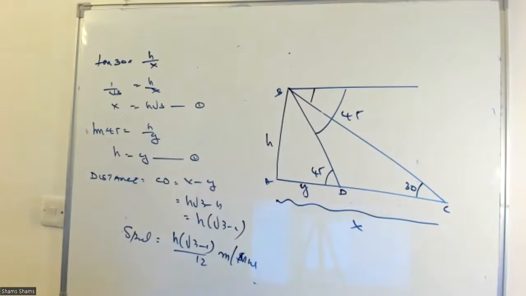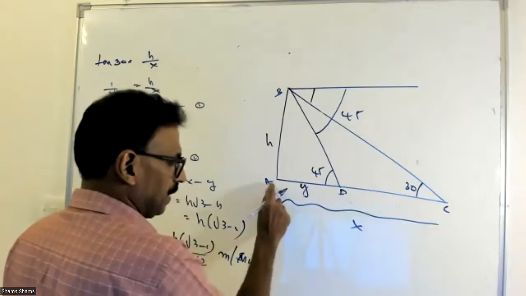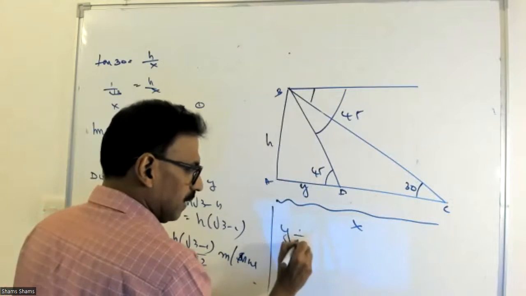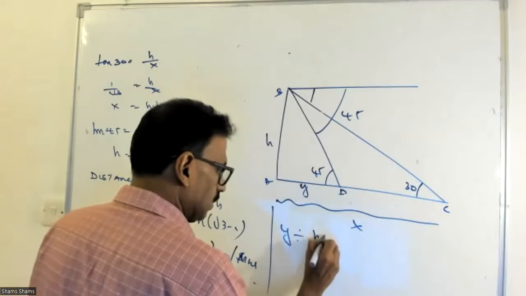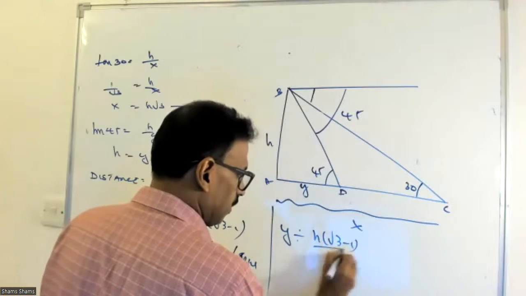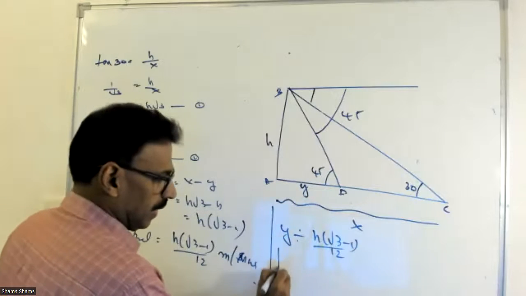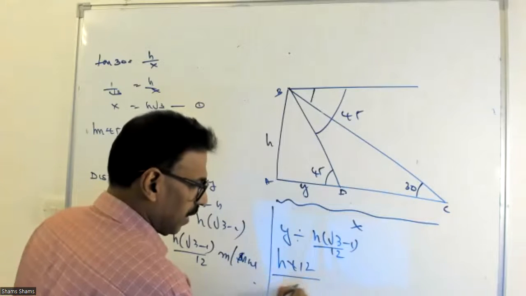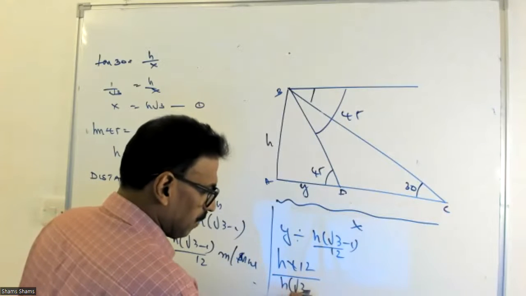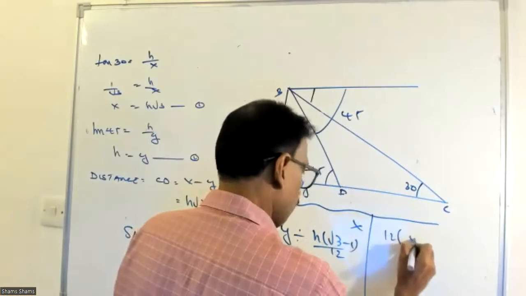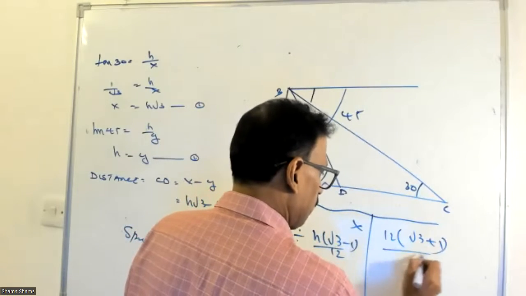Then speed of car from D to S, same speed. So time taken Y divided by H into root 3 minus 1 by 12. Y equal to H only. H into 12 divided by H into root 3 minus 1. H cancel, rationalizing: 12 into root 3 plus 1 divided by 2.